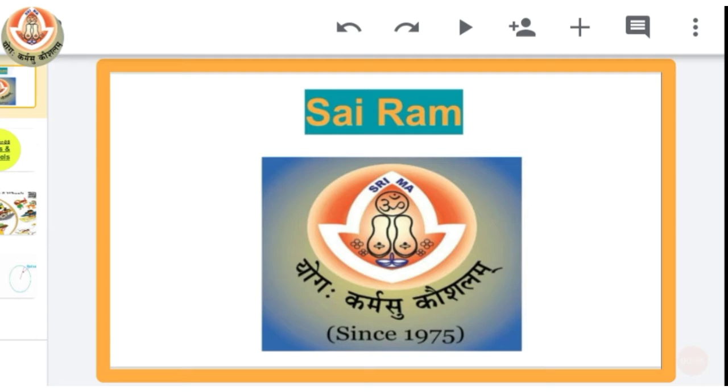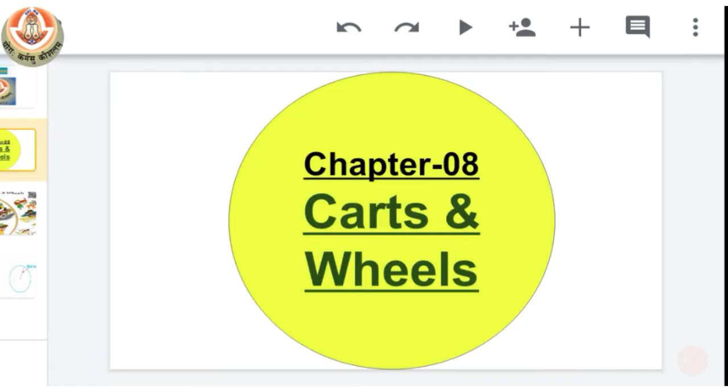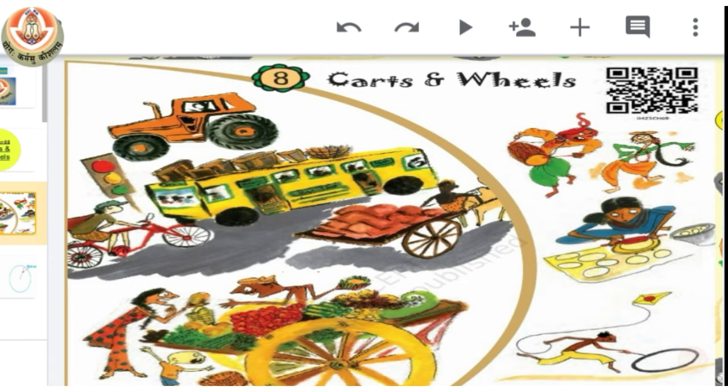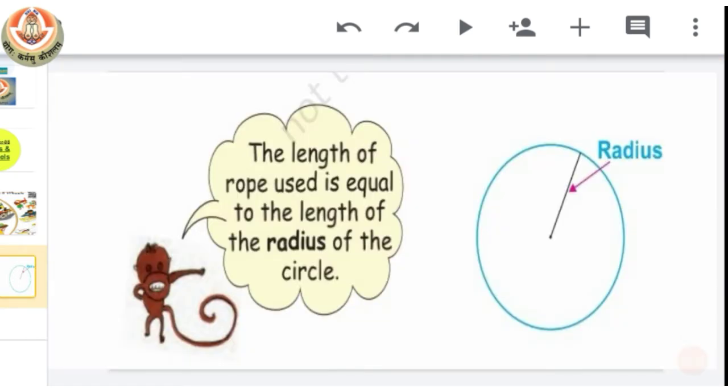So, class, as we were doing our chapter number 8, which is cards and wheels. If you remember, we have learned how we can use a compass to make a circle in this chapter, and also what is radius. So now, let's first recall what is radius.